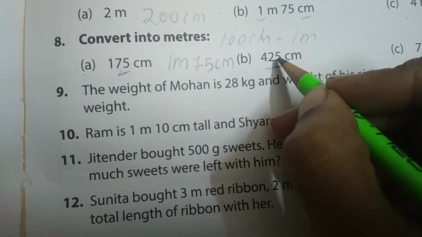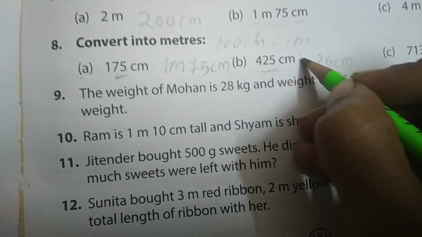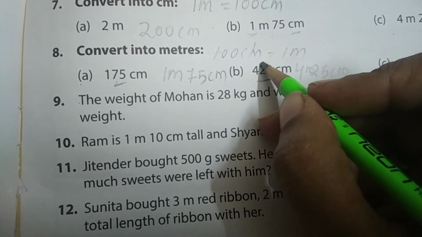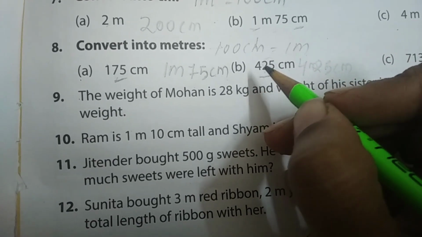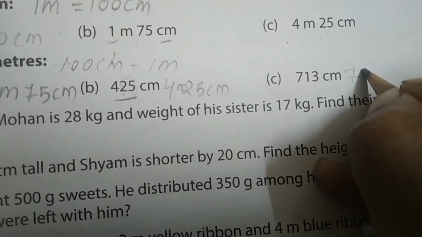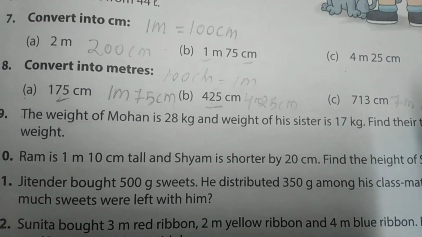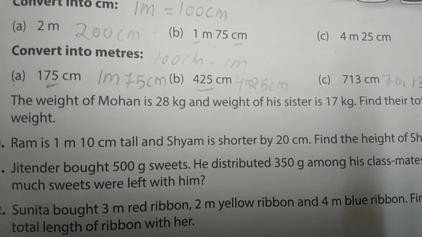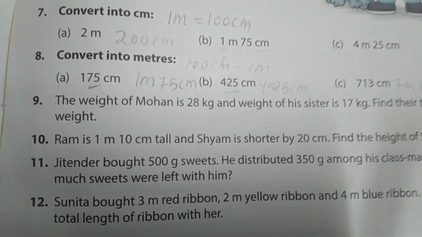Now 425 centimeter is there. Now can you tell me? Yes. 1's place and 10's place will be your centimeter and 4 will be your meters. Okay. So 1's place and 10's place are for centimeter and the number before, in the hundreds place, is in the meter form. 713 centimeters can be written as 7 meters 13 centimeters. This is very simple. Don't be confused. Only 1's place and 10's place are your centimeters and the remaining number in the hundreds place is in the meters.